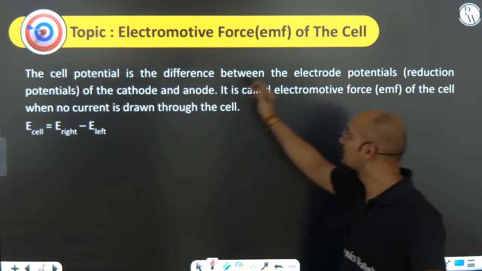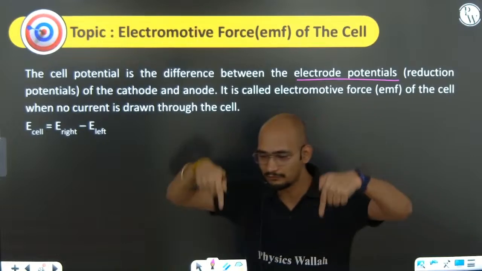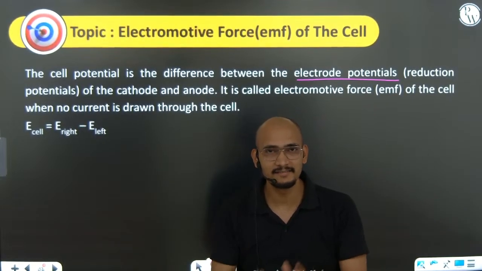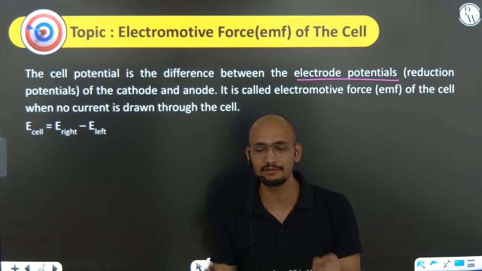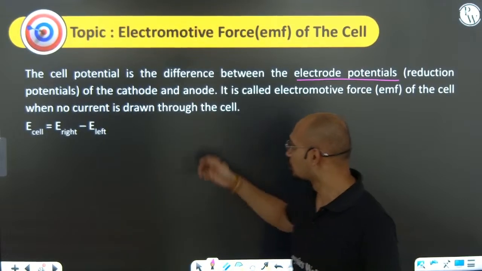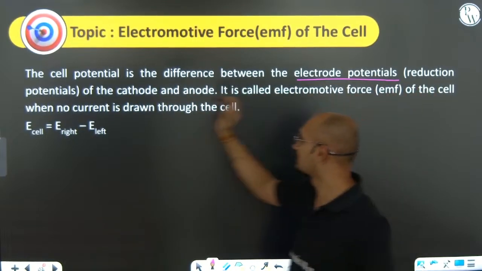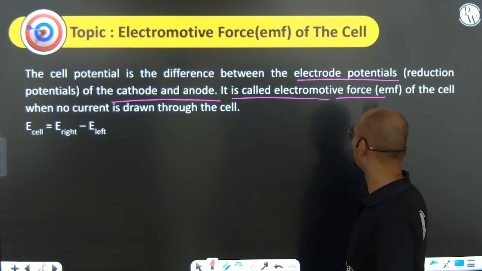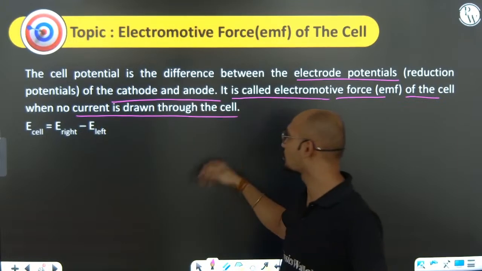The cell potential is the difference between the electrode potentials. Because once we connect both the electrodes to form the cell, a potential difference will be generated, and that potential difference will be called E cell. So the cell potential is the difference between the electrode potentials, that is reduction potential of the cathode and anode. It is called electromotive force, that is EMF of the cell, when no current is drawn through the cell.